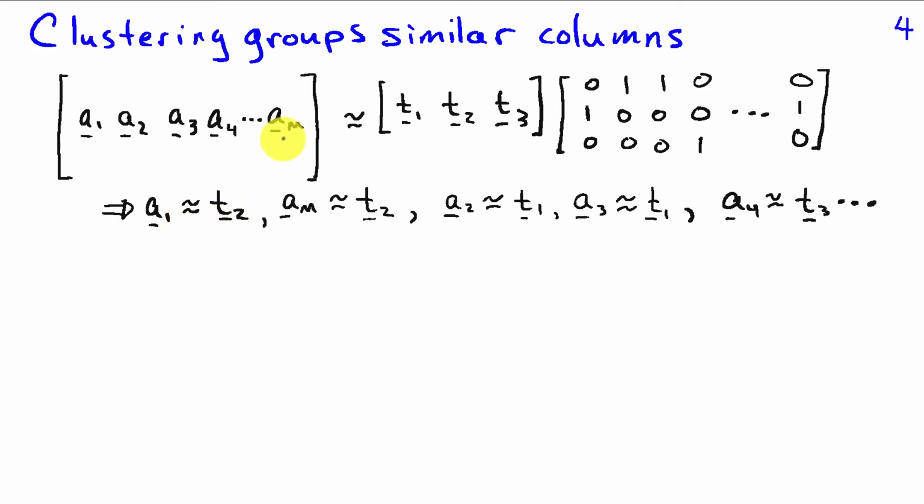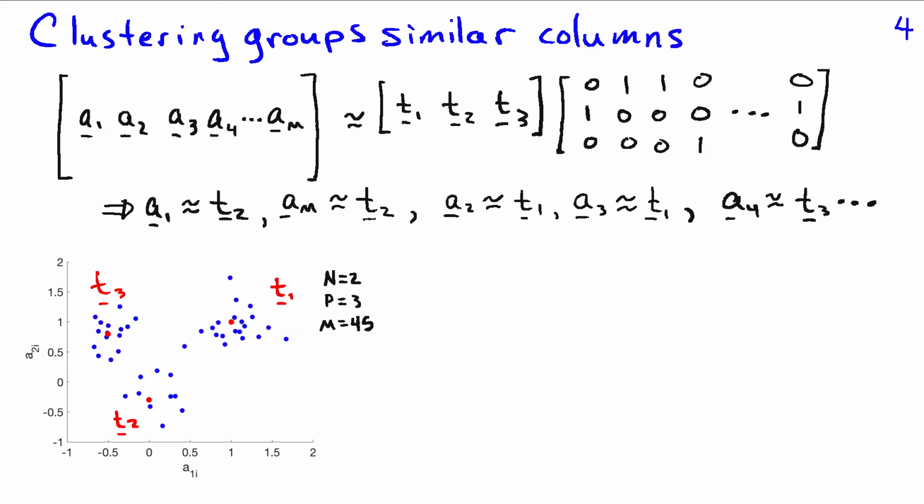Similarly, if I go down here to AM, 0 times T1 plus 1 times T2 plus 0 times T3, in other words, A sub M is also being approximated by the column T2. And similarly, we can look at the other columns. The way I have this set up in this example, the second column, A2, is being approximated by T1, as is the third column, because there are 1s in both of these cases. And then the fourth column of the matrix A, A4, is being approximated by T3, and so on.